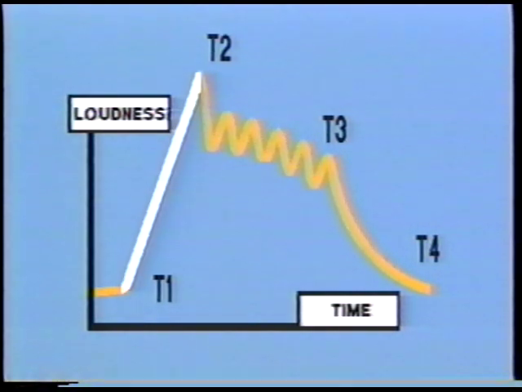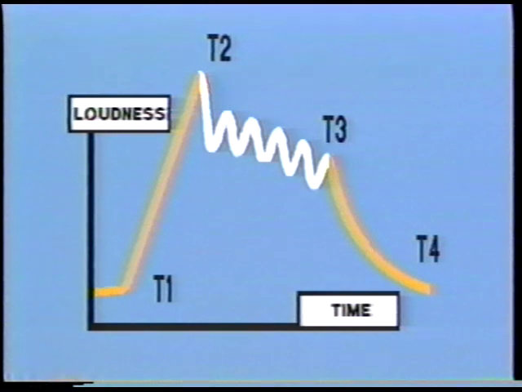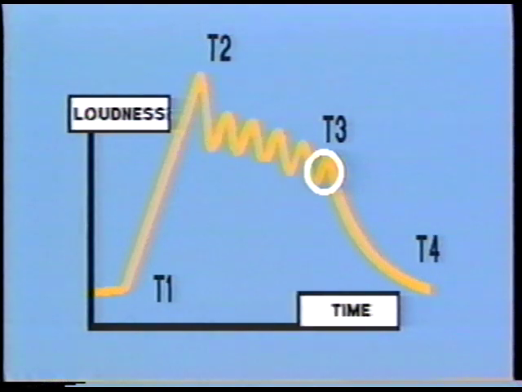From T1 to T2 is the attack of the sound, and T2 is called the transient, or leading edge of the wave. The sustain would be from T2 to T3, though a snare would have almost no sustain. T3 would be the release point, and from T3 to T4 is the decay. Some sounds have lower, but significant, secondary attacks and beats in their sustain. Others have dynamic flutter in their decay.